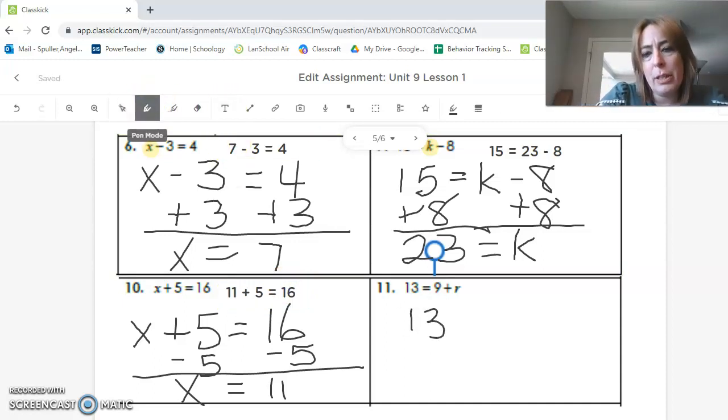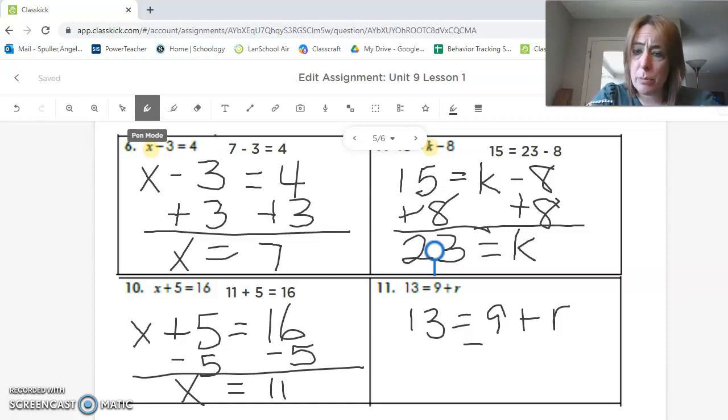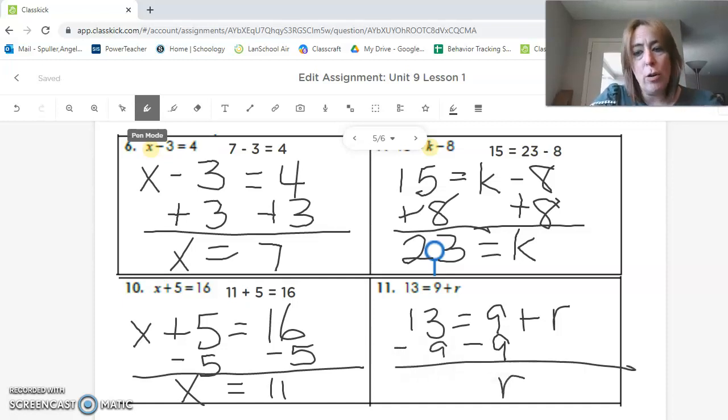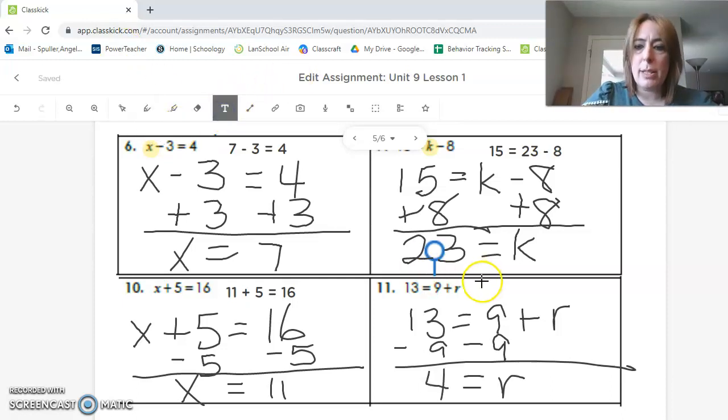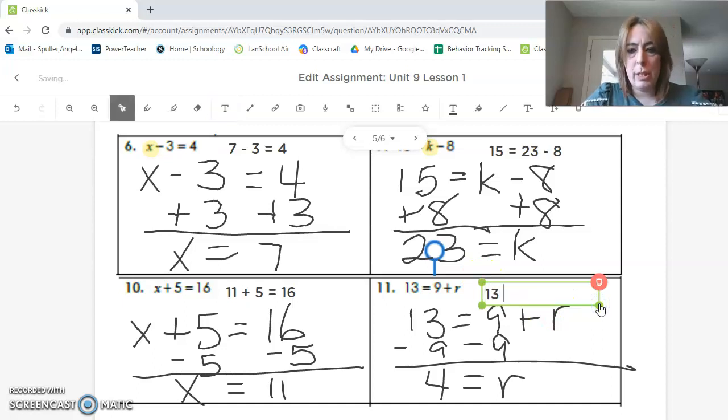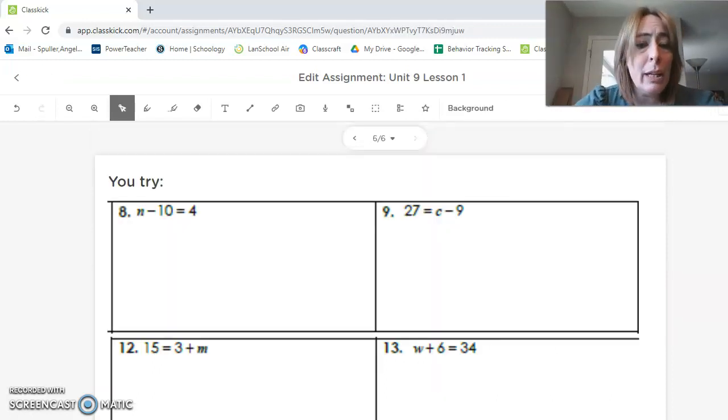One more. 13 equals 9 plus r. So 9 is being added, so we're going to subtract 9. Subtract 9. I get r over here. This had 9, took 9 away. 9 away from 13 gives me 4. So if I go back up here and I say 13 equals 9 plus 4, is it true? Yes, it is. All right, now it is your turn to try.